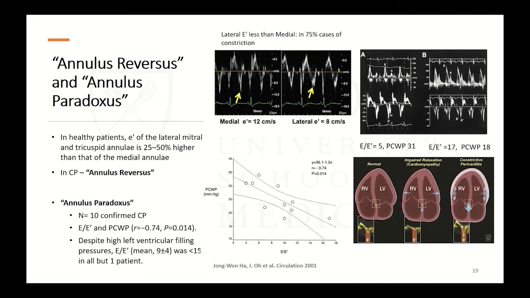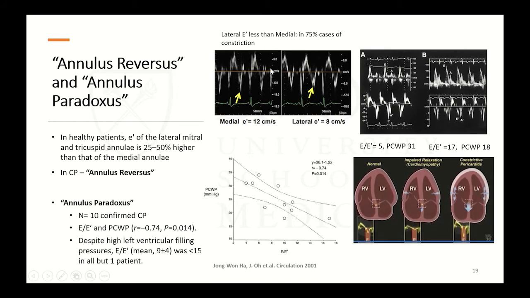It's maybe a little hard concept to grasp, but if you think of it, when you have higher E prime, your ratio becomes lower. Basically, the lower your E prime is, that means there's less pressure that's driving that medial annulus. If your E prime is higher, that means there's a lot of pressure behind it that's driving that medial E prime.